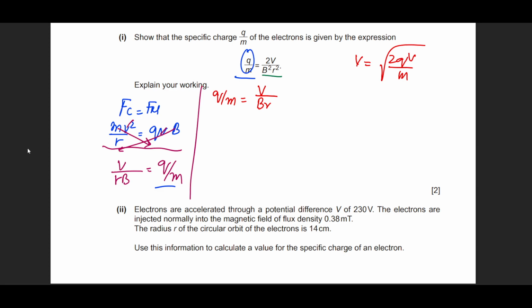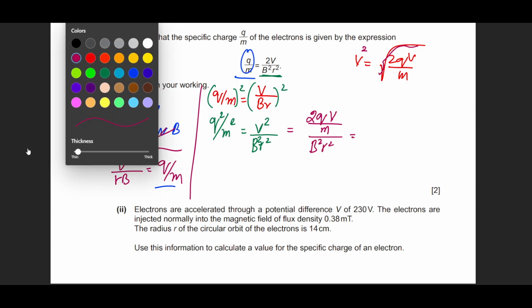So this is going to be squared, and this is going to be squared. This becomes q squared divided by m squared equals v squared divided by b squared r squared. I've lost q by m and velocity squared as well. Now I can see that if I square this, the square root will go away. So this can be represented as, I think this makes more sense now, q times 2v divided by m, divided by b squared r squared.